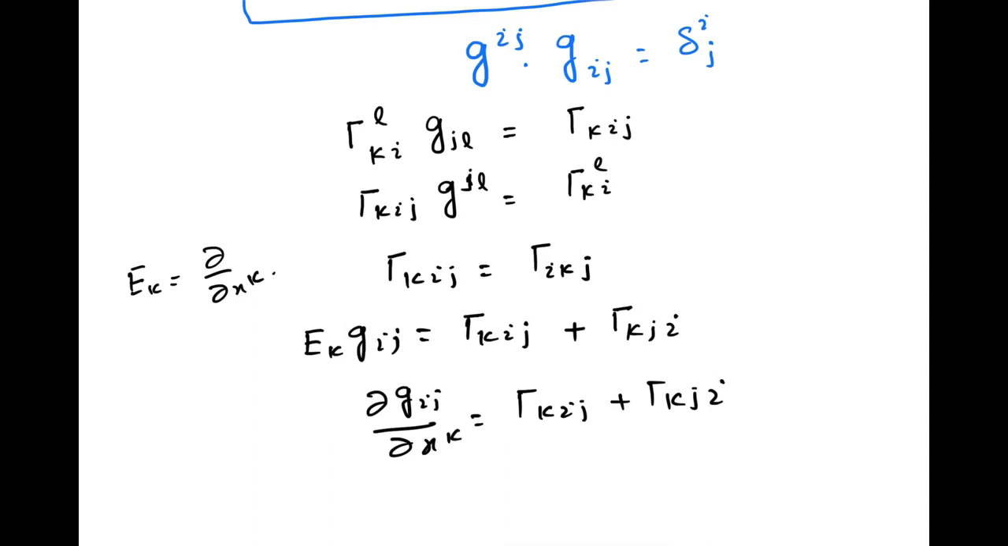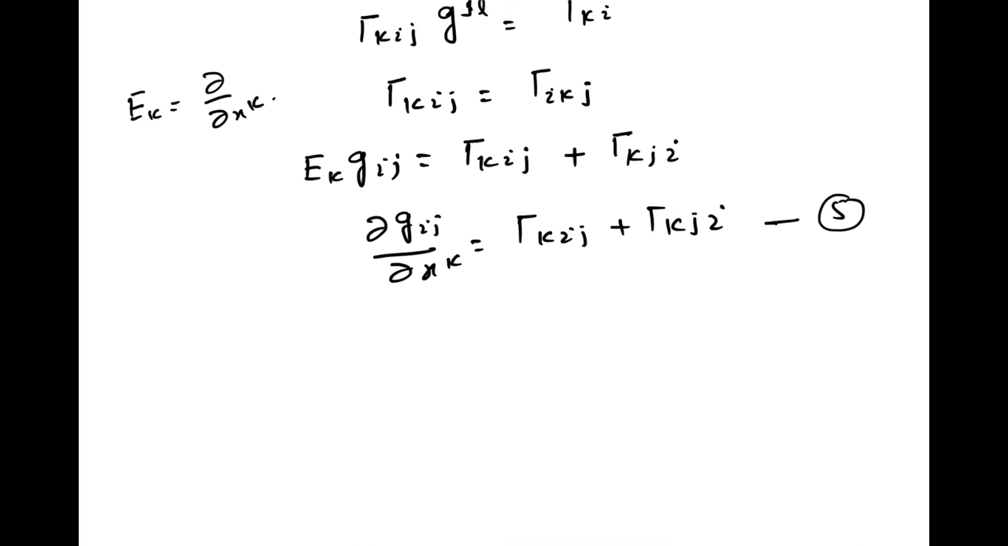Call this equation 5. This is a very important result that we have obtained from axiom 5, and we applied axiom 5 to the basis vectors of the tangent space. Now I can play with the indices and have some more equations. If I rotate the indices in a circular fashion, this will become gamma k i j, this will become gamma j k i plus, and this one will become gamma i k j.